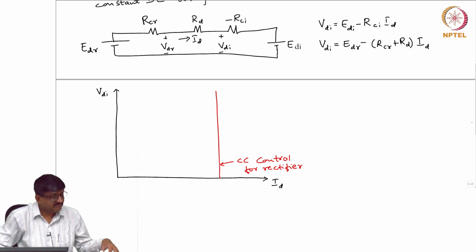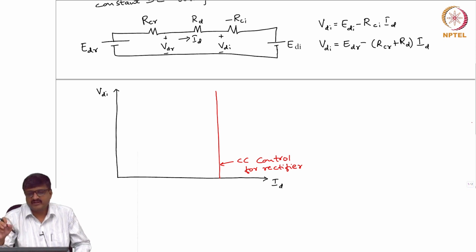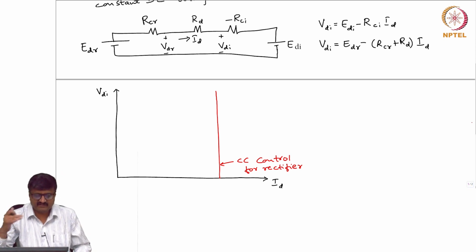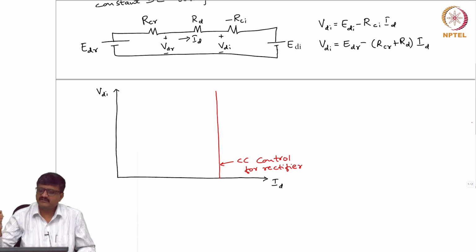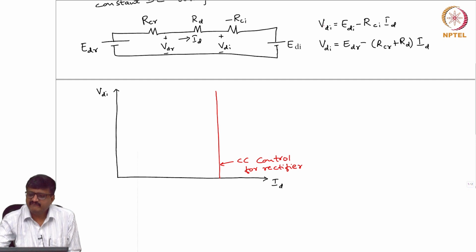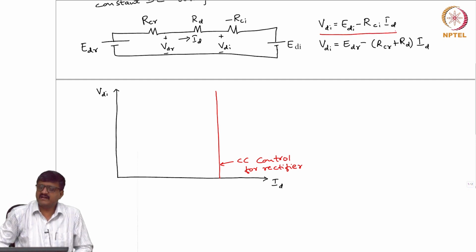Yes, straight line. What is the slope? Minus RCI. Okay. Where does it intersect the VDI axis? Just look at this equation: VDI is equal to EDI minus RCI ID. Now, is RCI constant? RCI is constant for a given tap.